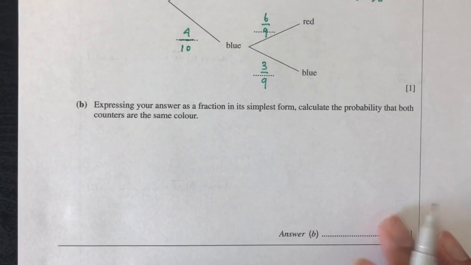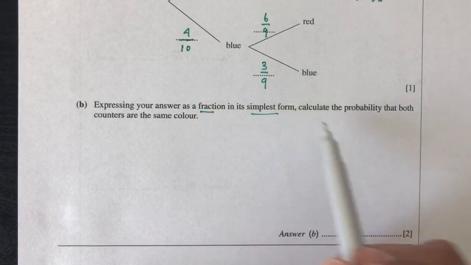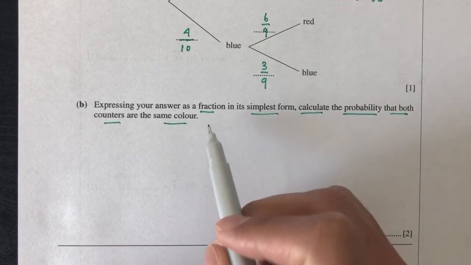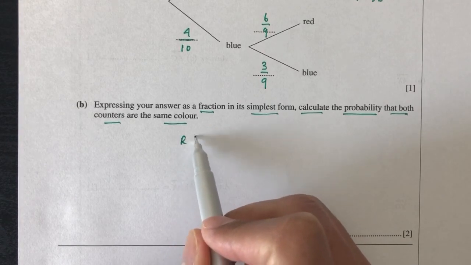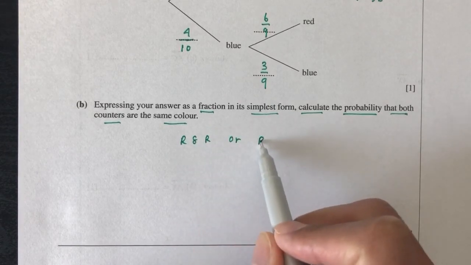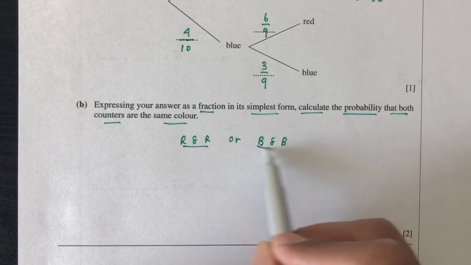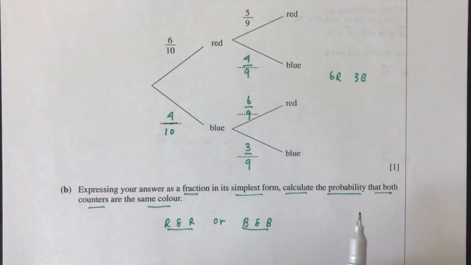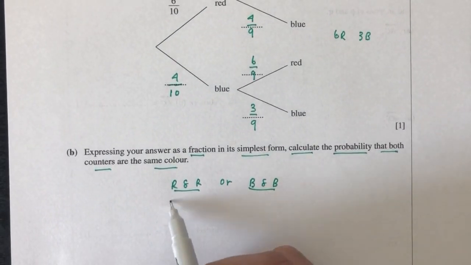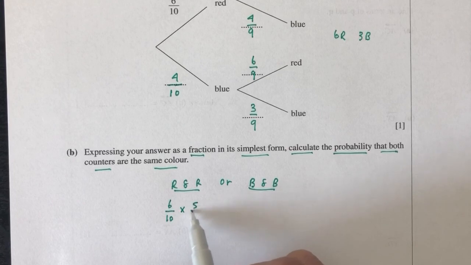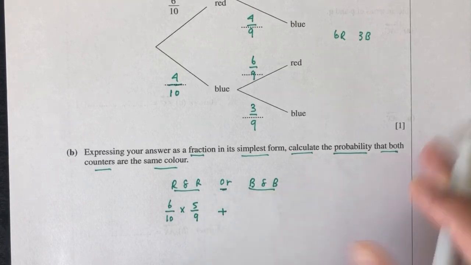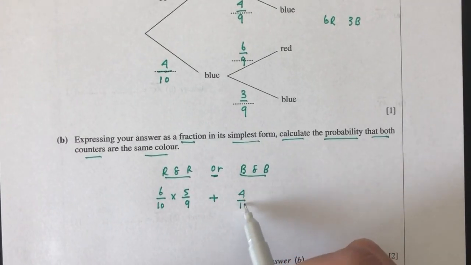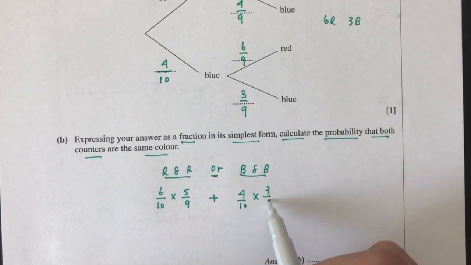Part B, expressing your answer as a fraction in its simplest form, calculate the probability that both counters are the same color. So same color, it can be red and red or blue and blue. Okay, so red and red is this, which is 6 over 10 times 5 over 9. Then there is a plus sign. Blue and blue is this, which is 4 over 10 times 3 over 9.